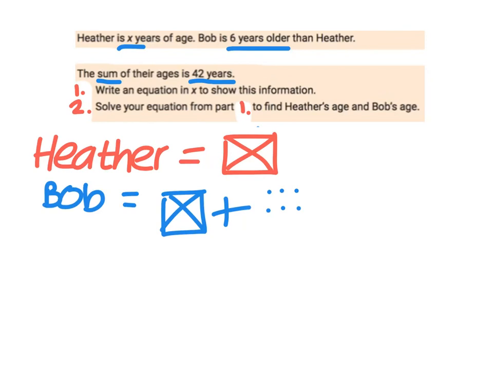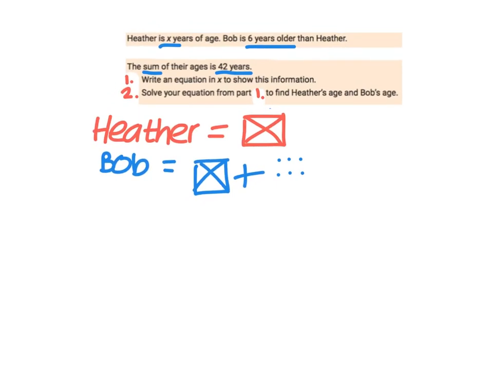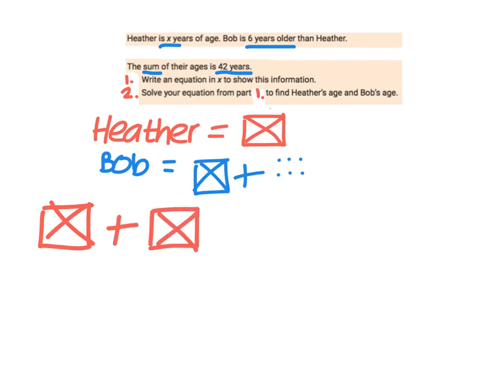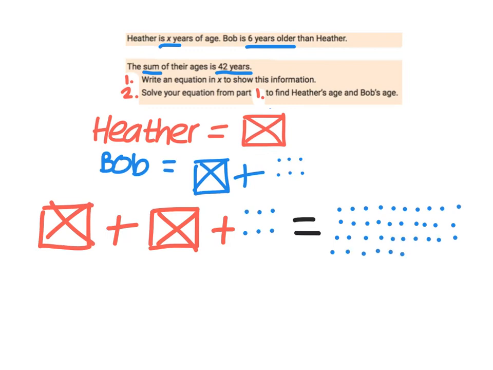And it tells us that the sum of their ages is 42 years. So if we add their ages together, we're going to get 42, okay? So let's say we wrote here Heather's age, which is an X, then plus another X, and then plus 6 dots, and that is equal to 42 dots. 42 dots there, okay?